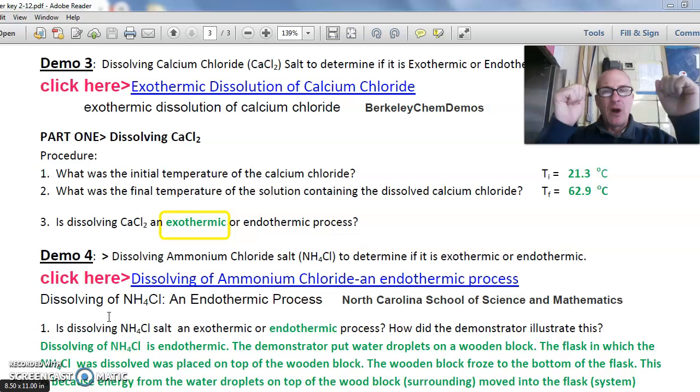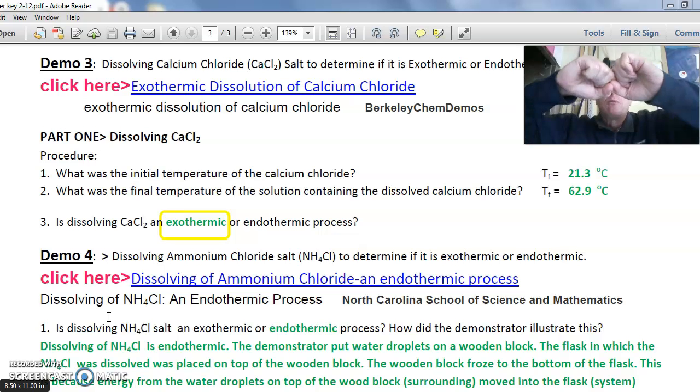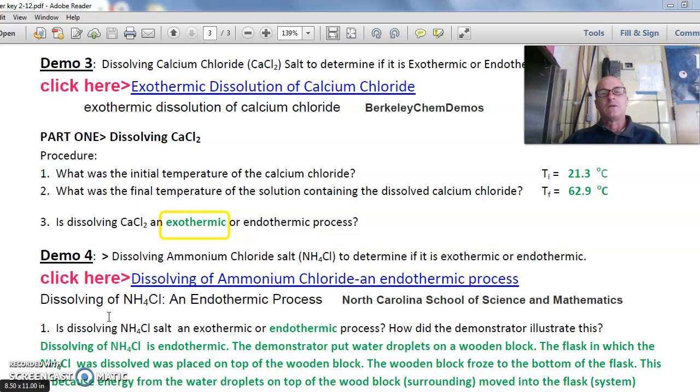If the pulling apart of the salt takes more energy than the attraction to the water molecules, it's endothermic overall. If more energy is being released as the ions are attracted to the water molecules than it took to pull the salt apart, then energy is going to be released. That's exothermic overall. The enthalpy change would be negative.